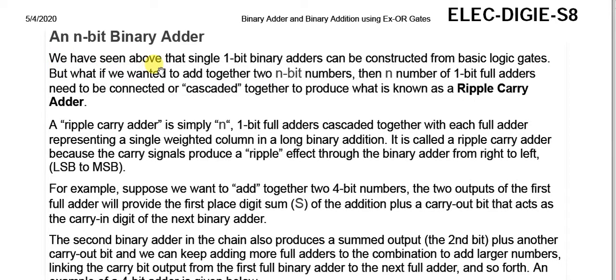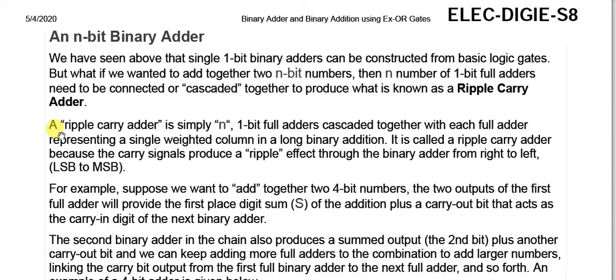We have seen in the last topic the single-bit binary adders, the half adder and the full adder. When we were discussing that, the 1-bit binary adders can be constructed from basic logic gates. But what if we wanted to add together two n-bit numbers? Then n number of 1-bit full adders need to be connected or cascaded together to produce what is known as a ripple carry adder or cascaded adder.